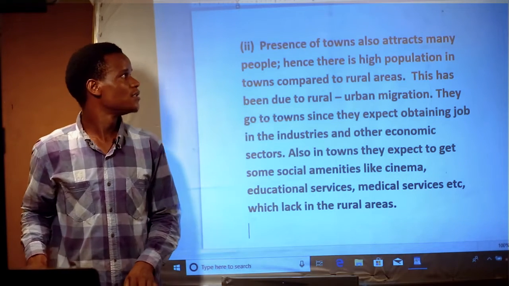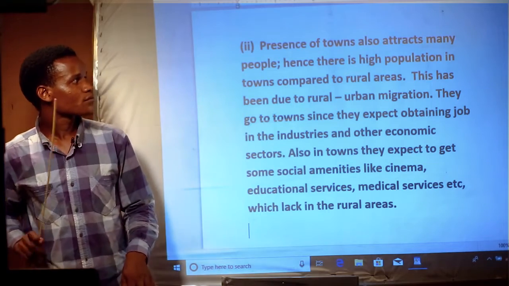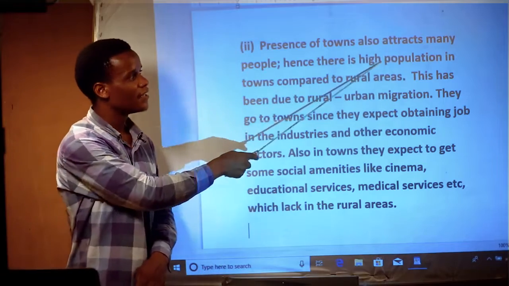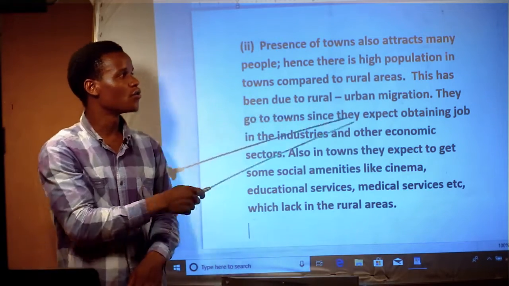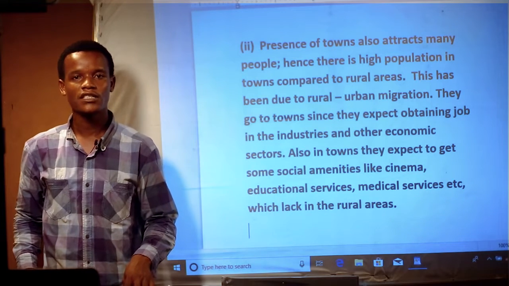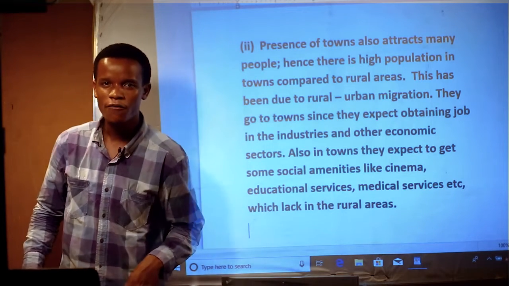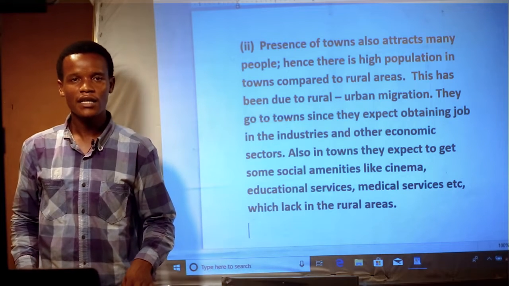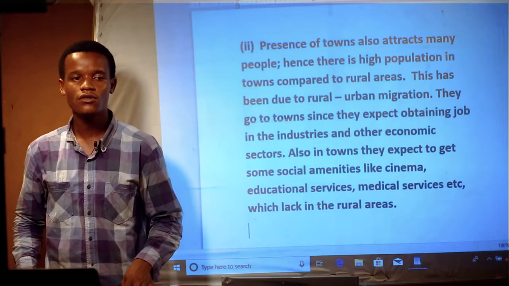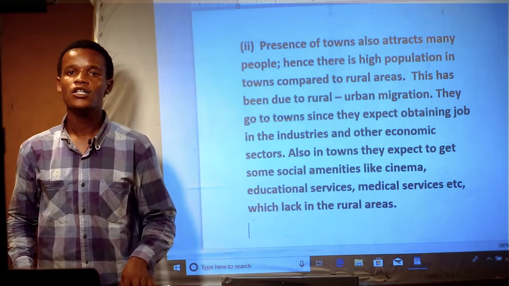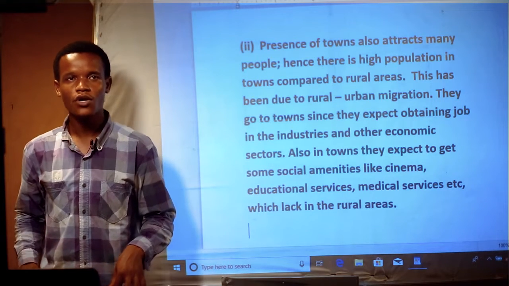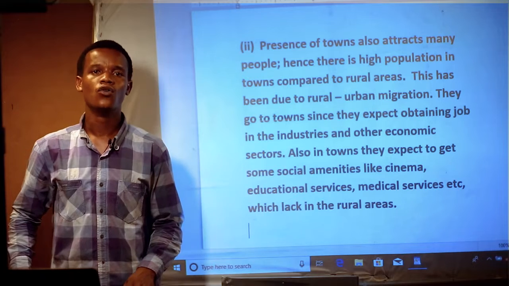Yes, another point is places of towns. Places of town also attract many people. Hence, there is high population in town compared to rural area. Here we're going to look at those big cities in Nigeria. For example, Lagos has a large number of people, due to its infrastructure being well organized compared to those rural areas found in Nigeria. So places of towns in Nigeria tend to attract people to live there compared to the rural area.